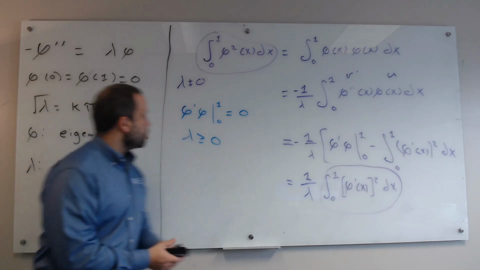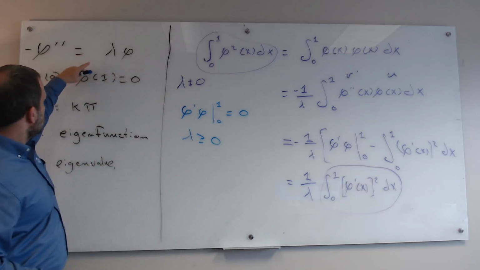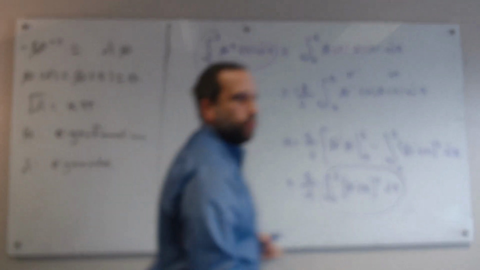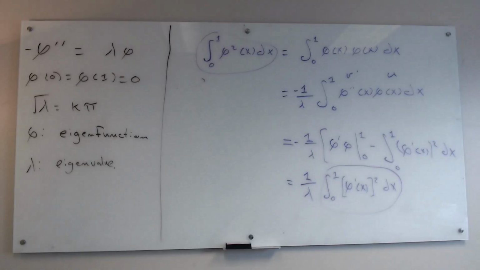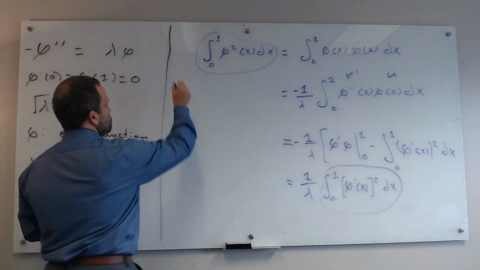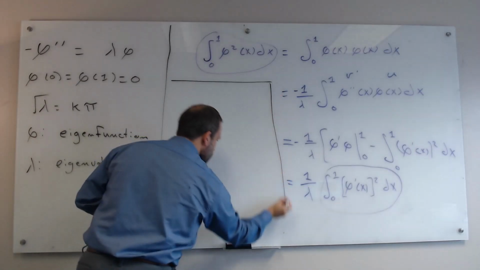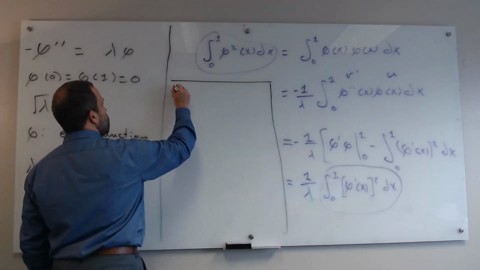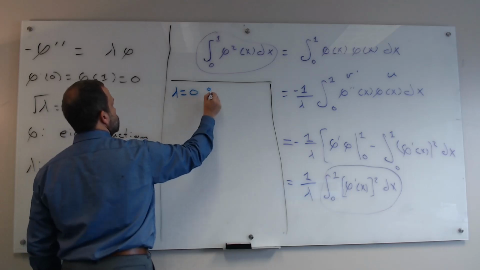Okay, now in this particular case, where we have these precise boundary conditions, we can actually assert something even more. We can assert that lambda is not equal to 0. Okay, we actually know that lambda is not equal to 0. And why is that? So let me separate this argument over here. Let me do it in blue so we know it's a different argument. Okay, so this is the case where lambda is equal to 0.